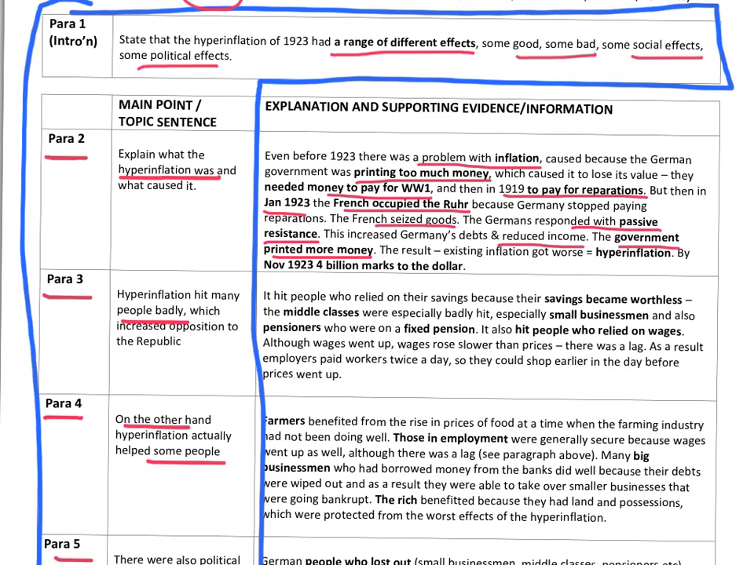Now, they'd been printing too much money anyway, even before 1923, but with the French invasion of the Ruhr and printing even more money, it made the existing inflation worse, which turned inflation into hyperinflation, which was literally prices rising so rapidly they went through the roof. And by November 1923, there were 4 billion marks to the dollar. You learn that statistic. It's really important to back this up with a statistic.